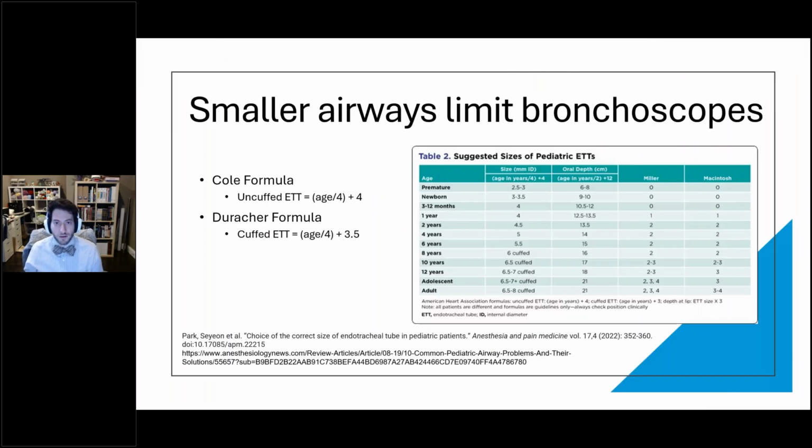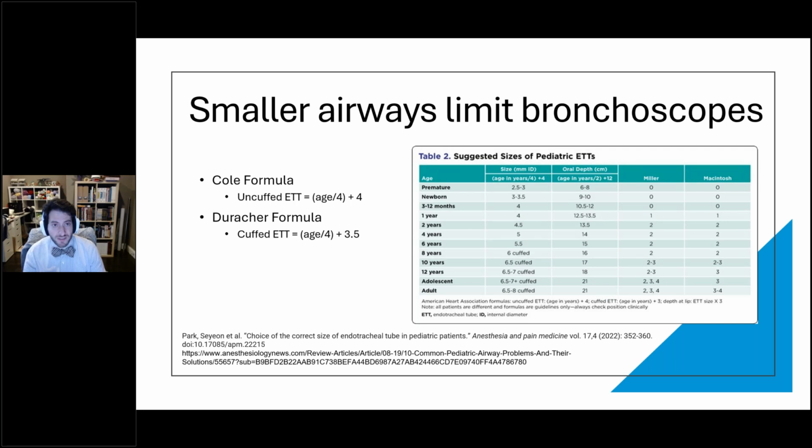Now, when we talk about the pediatric airway, size really matters, and smaller airways limit bronchoscopes. Traditional historic training for pediatric intensivists and anesthesiologists tries to correlate and estimate what would be the appropriate endotracheal tube size for a patient based off of their age. And you can see we have the Cole and the Duracher formula, and these both are trying to describe uncuffed versus cuffed endotracheal tubes as a function of age divided by 4, plus 4 versus plus 3.5. And this generates this table for potential endotracheal tubes in children. And as you can see, these are small.